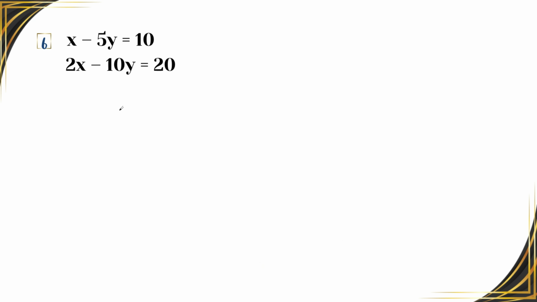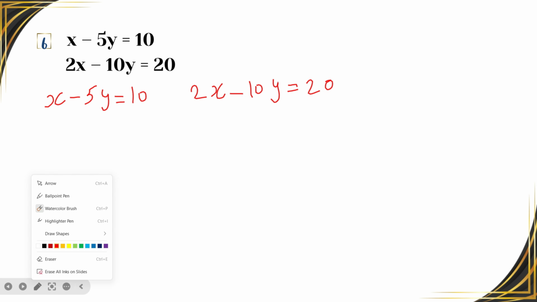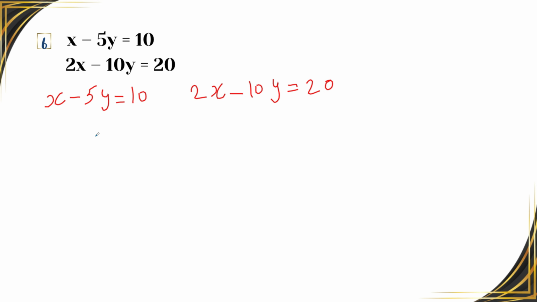Let's solve the next one. First, like we said every time, write both equations beside each other. X minus 5y equals 10, 2x minus 10y equals 20. What we need to do first is isolate one variable in one equation. Is any variable isolated in the first or second equation? No. Then I need to isolate one variable. Which one is easiest to isolate, the first equation or the second equation?